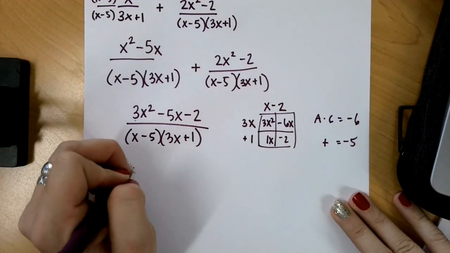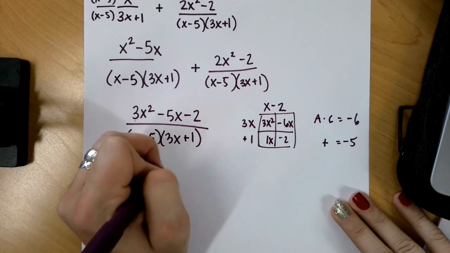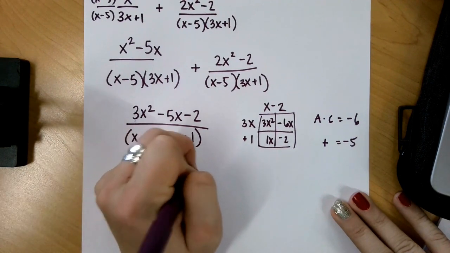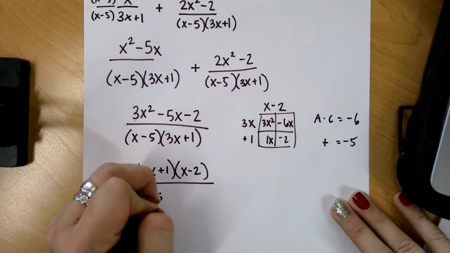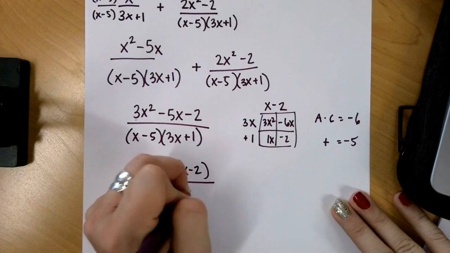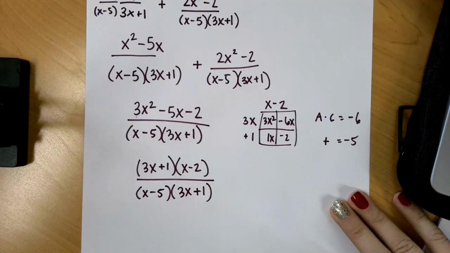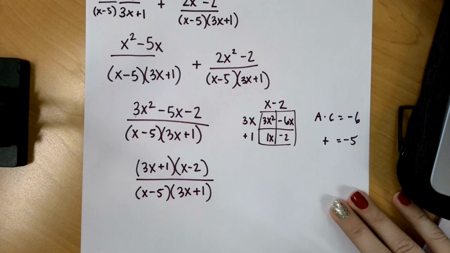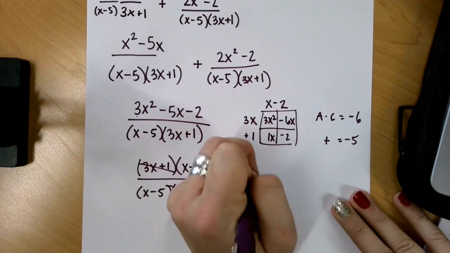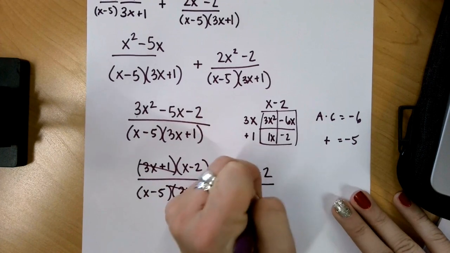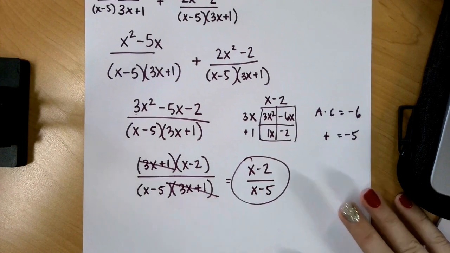So this new term that I have is 3x plus 1 times x minus 2 all over x minus 5 times 3x plus 1. Now, do you see anything that's similar we can cross out? Hopefully you saw my 3x plus 1's. And my final answer is x minus 2 over x minus 5. And that's how you do 3-99a.